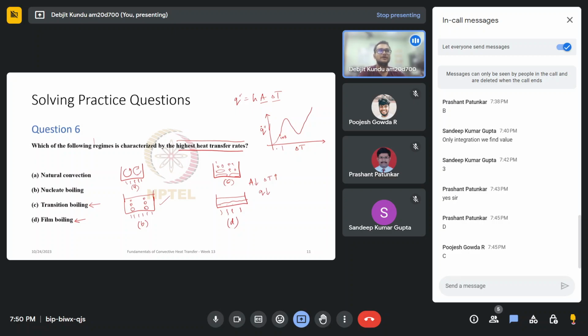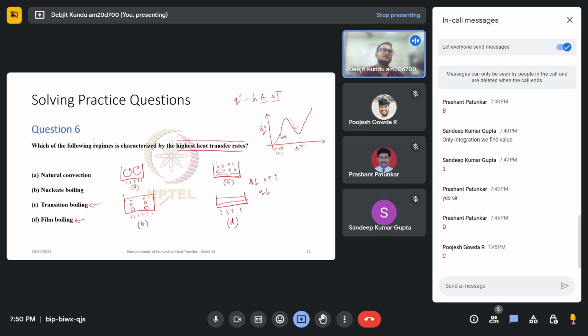So up until here is natural convection, and from here to here there is nucleate boiling, and transition also in between. Then at the peak we start seeing film boiling, after which it decreases.